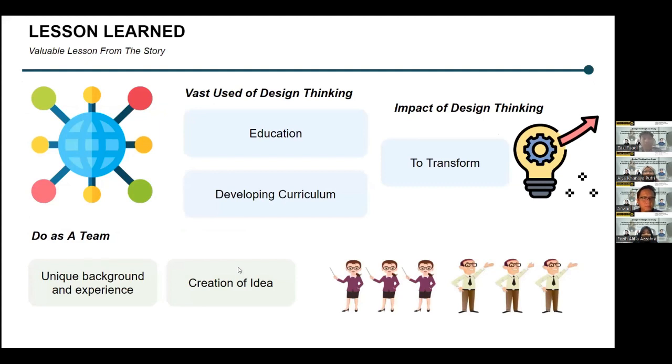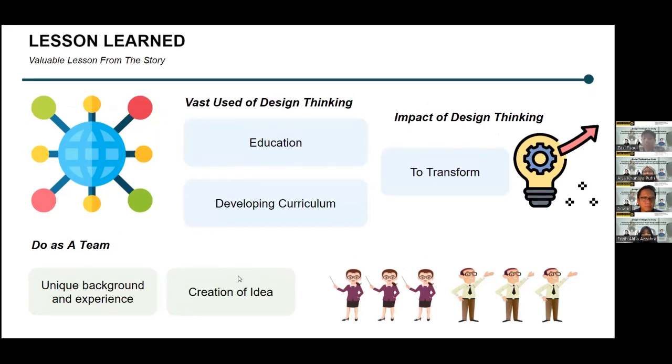Lastly, we have some valuable lessons from the story. The first is the vast use of design thinking. In this case, we know that we can use design thinking in any kind of subject, whether it's a tangible product or an intangible product like education and curriculum development. The impact of design thinking is that it transforms our mindset, and we also have clear steps on how to create a lean product and how to create an impactful product for the customer or for the world. And lastly is do it as a team, because every person has a unique background and experience, so it can convey a lot of new and rare ideas, which is more valuable in the step of creating ideas.